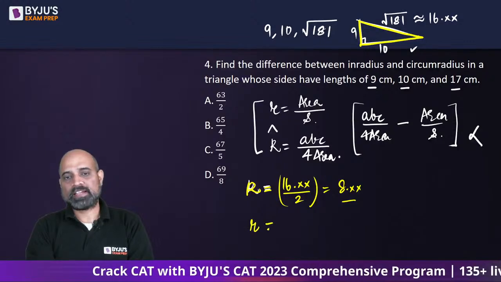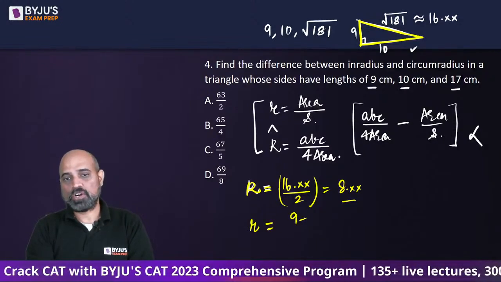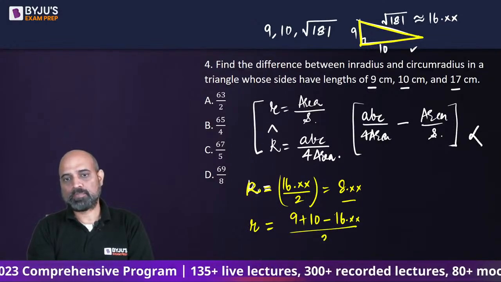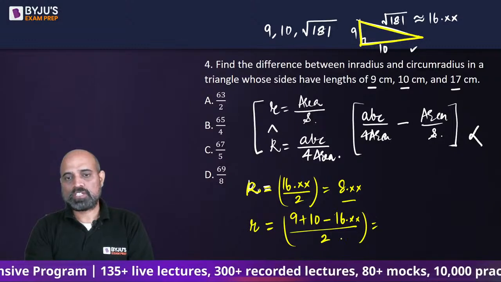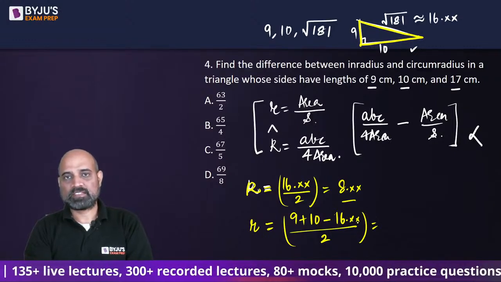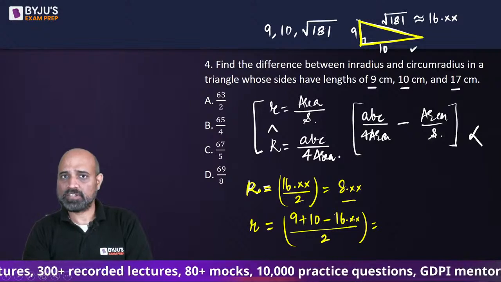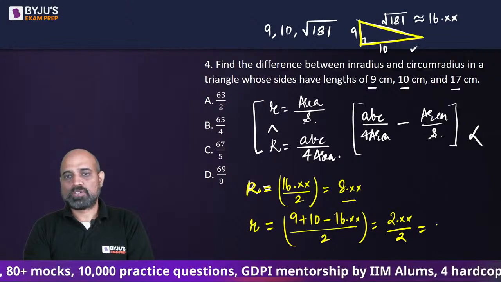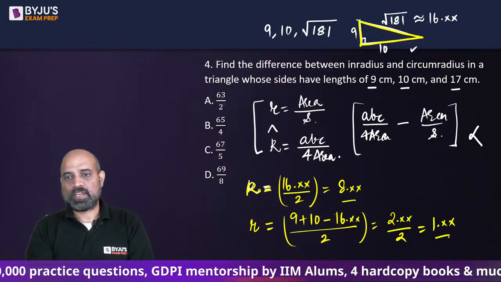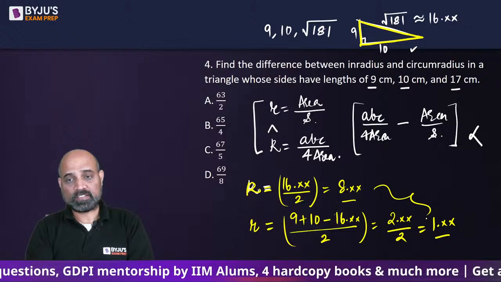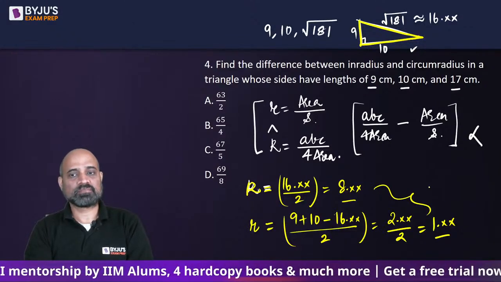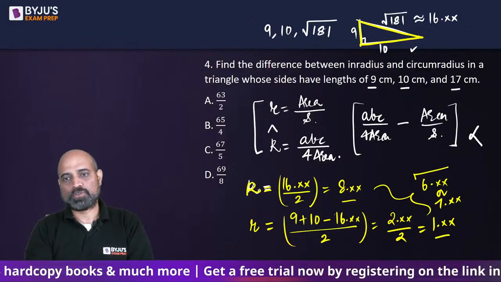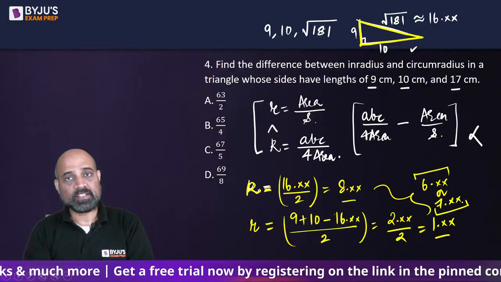And if I want to calculate the inradius, that is given as altitude plus base minus hypotenuse upon 2. So this is going to give us 19 minus 16 point something. 19 minus 16 is 3. So this is going to be 2 point something by 2. So this is going to be 1 point something. Now, if I take the difference, it's going to be 6 point something or 7 point something, right? So we do not have a huge range that we get.